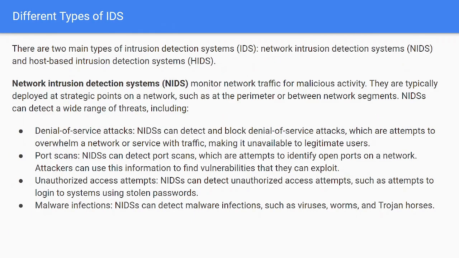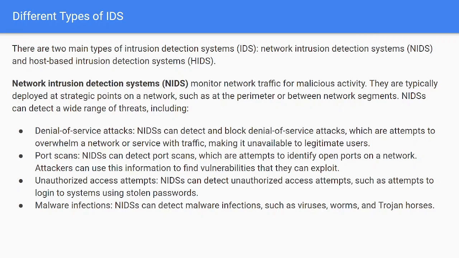So the next thing now is the different types of IDS. So what are the different types of IDS? There are two main types of IDS. We have the network intrusion detection system, and then we have the host-based intrusion detection system. That's NIDS and HIDS. So NIDS monitors network traffic for malicious activities. They are typically deployed at strategic points in a network, such as the perimeter of the network or between network segments. So the goal of the network intrusion detection system is to monitor network traffic for malicious activities.